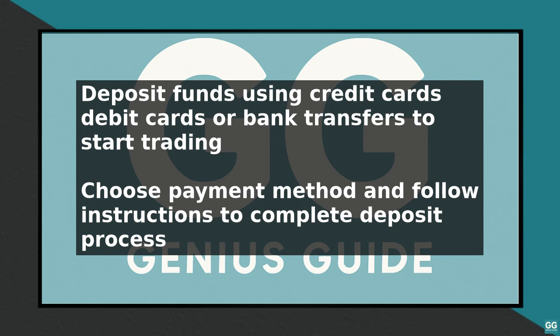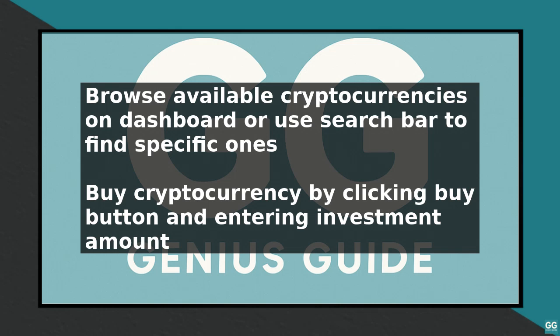eToro also offers a feature called copy trading, which allows you to replicate the trades of experienced investors. In addition to buying and selling cryptocurrencies, eToro also offers a range of other features, including a virtual portfolio, which allows you to practice trading with fake money, and a news feed, which keeps you up to date with the latest market news and trends.